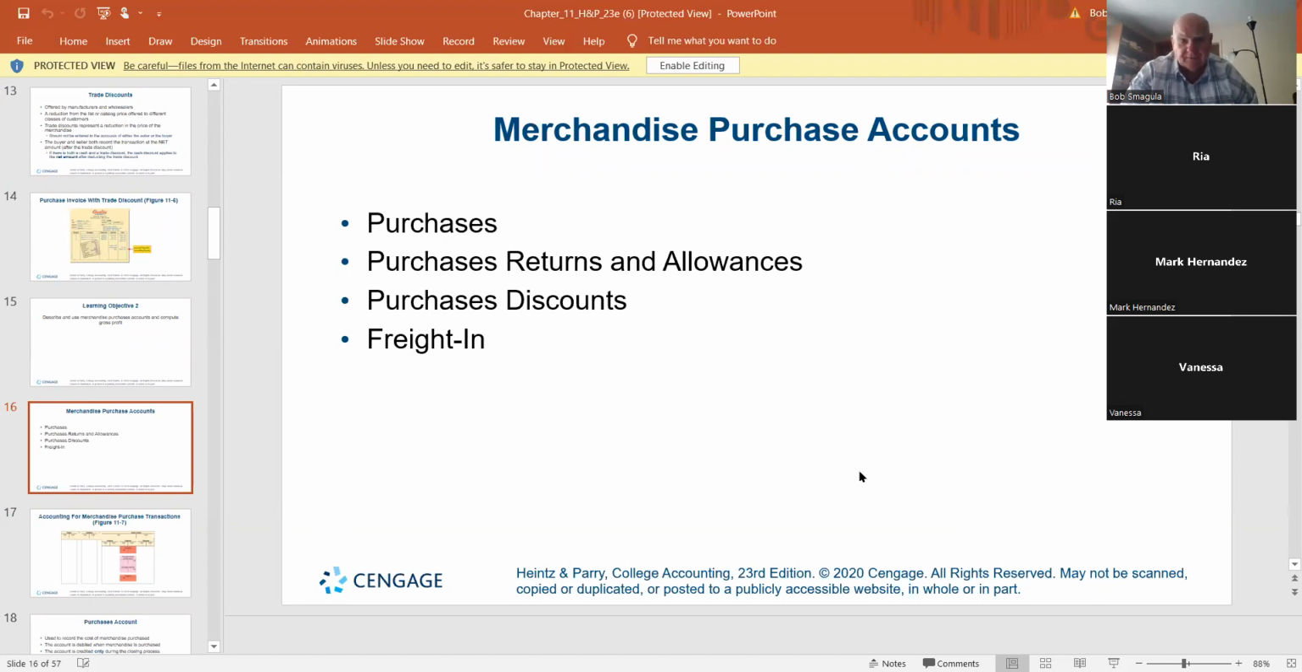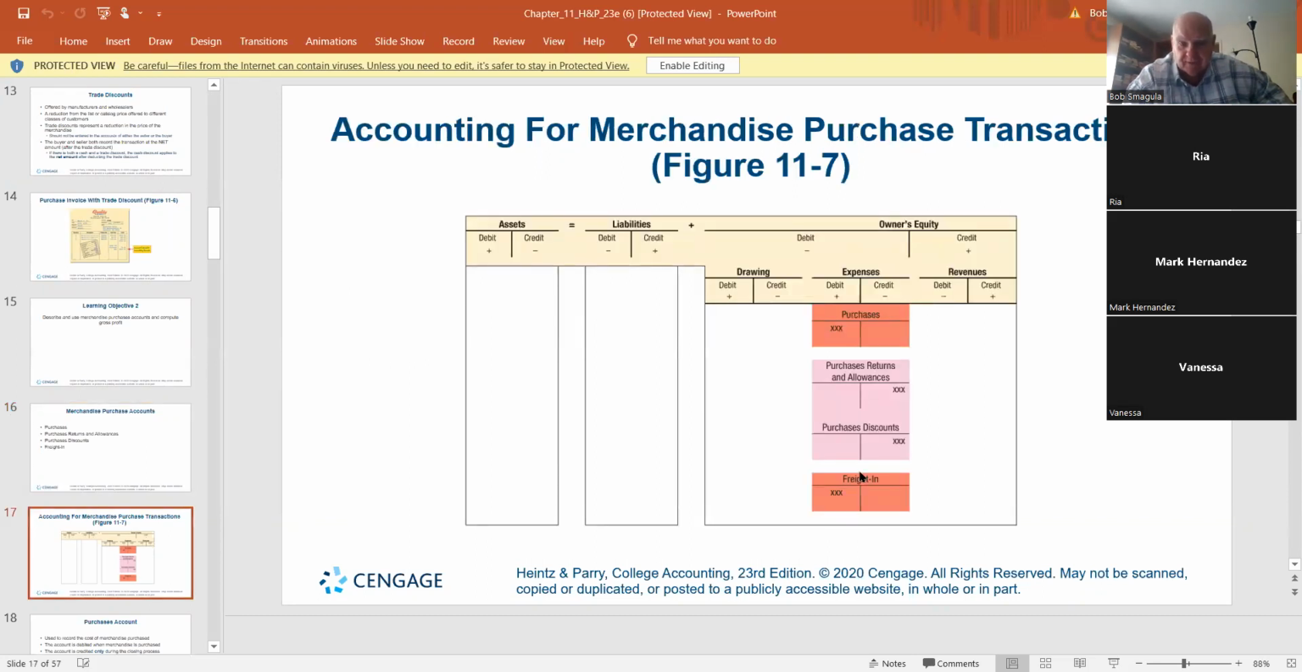Freight in is what you paid the trucking company to bring the goods into your building. That becomes part of the cost of the inventory. That gets added into your purchases. It could be simply the UPS bill, or it could be a big $1,000 trucking charge. So purchases have a normal debit balance, returns and allowances and purchase discounts have a credit balance, and freight in is an expense with a normal debit balance.